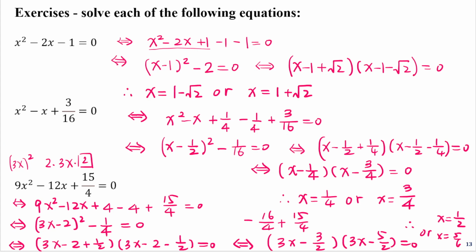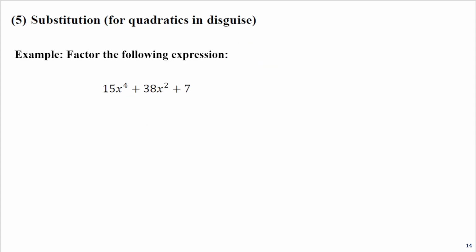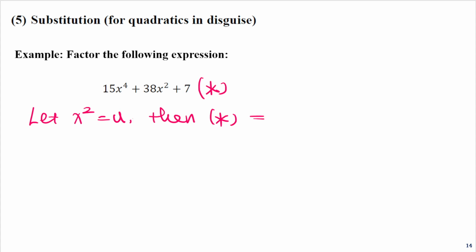Okay, if no questions, let's have a look at the next method we can use, which is called substitution, usually used to solve a quadratic equation or factorize a quadratic expression in disguise. For example, if we want to factorize the following expression, we could let x squared equal u. Let's call this star. So the original expression equals 15u squared plus 38u plus 7, right? And this is actually a quadratic expression which we already know how to factor.